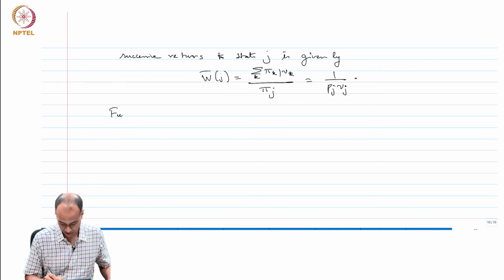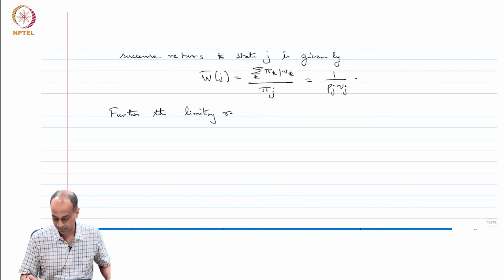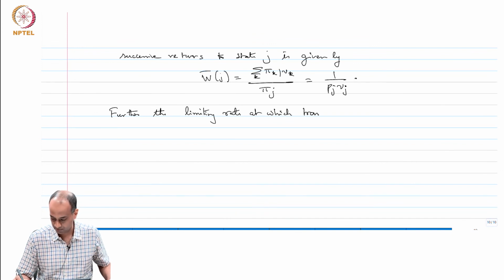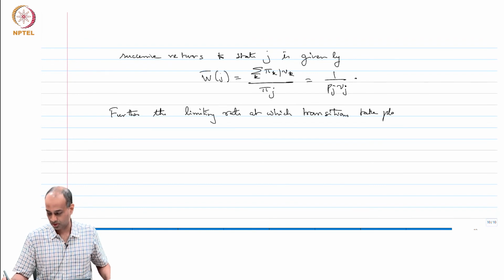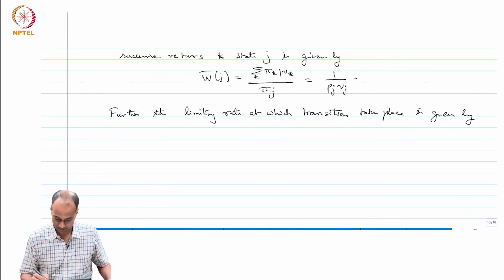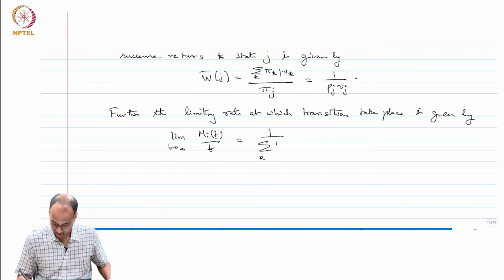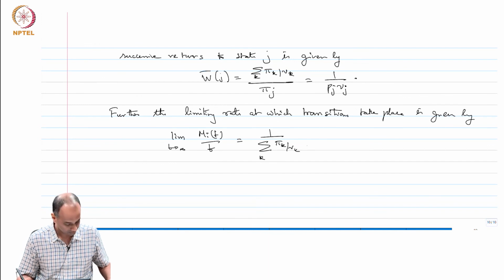Further, the limiting rate at which transitions take place is given by the limit t tending to infinity of Mi of t over t, which is equal to 1 over the sum over k of pi k over nu k, with probability 1.